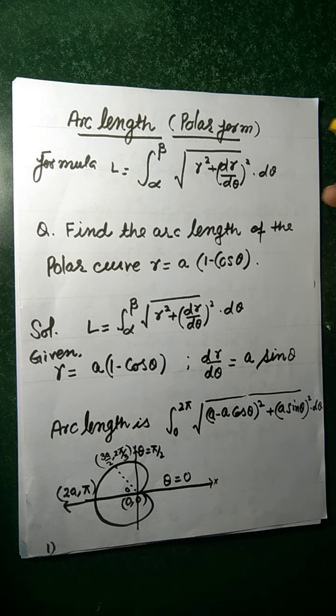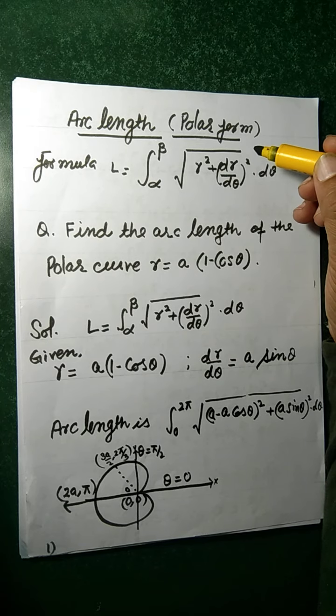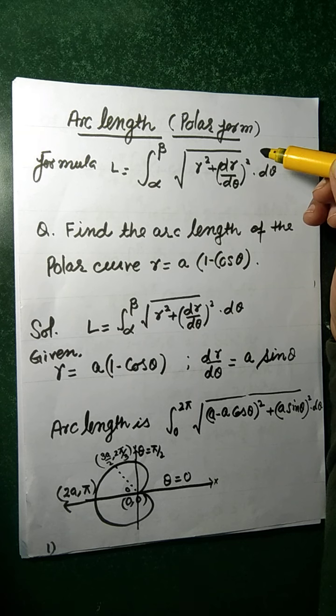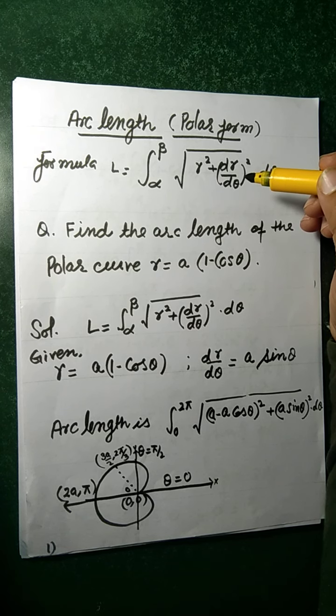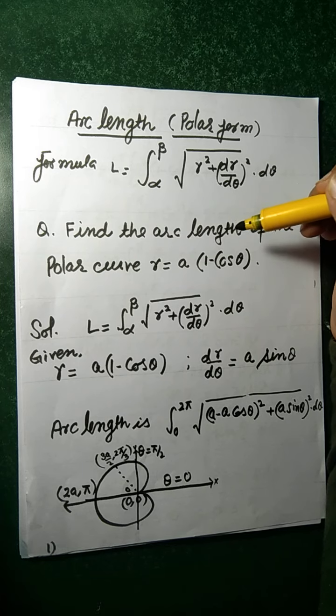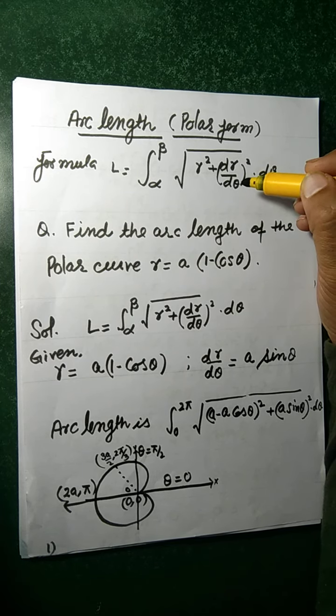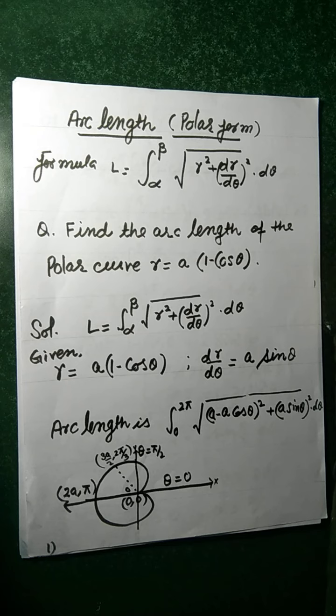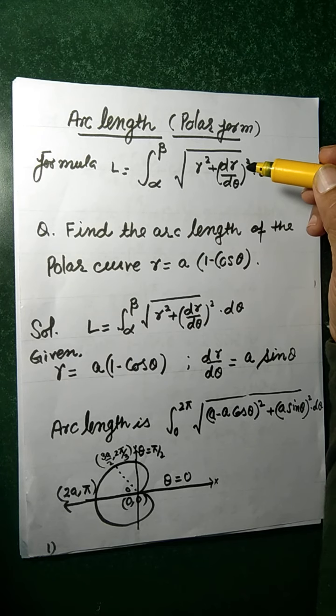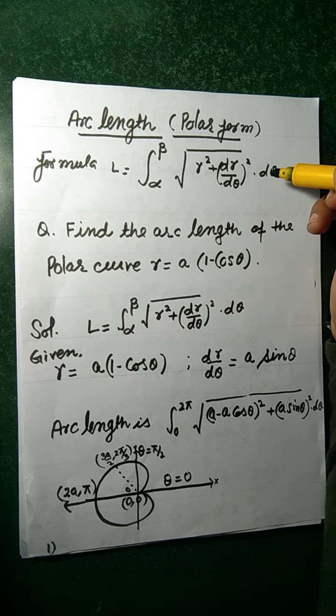Now we will obtain arc length. Equations are given in polar form or theta form, so we will use this formula directly: integration from alpha to beta of the square root of r squared plus (dr/d theta) whole squared, d theta. Integrating the given function with proper limits, we will obtain the arc length of the given curve.